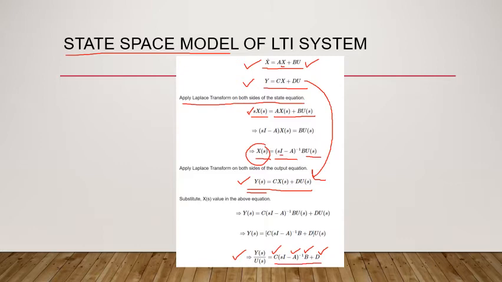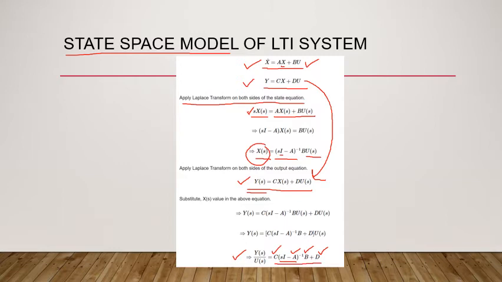So we must be familiar with the operations of matrices. We have to find sI minus A. sI is simple: we multiply the identity matrix with s. Then we subtract A from there. Then we take its inverse. To find the inverse of the matrix, this process must be clear to you. Then we have to do multiplication of matrices: C has to be multiplied by (sI minus A) inverse and the result has to be multiplied by B. And finally, we have to add the matrix D to it.